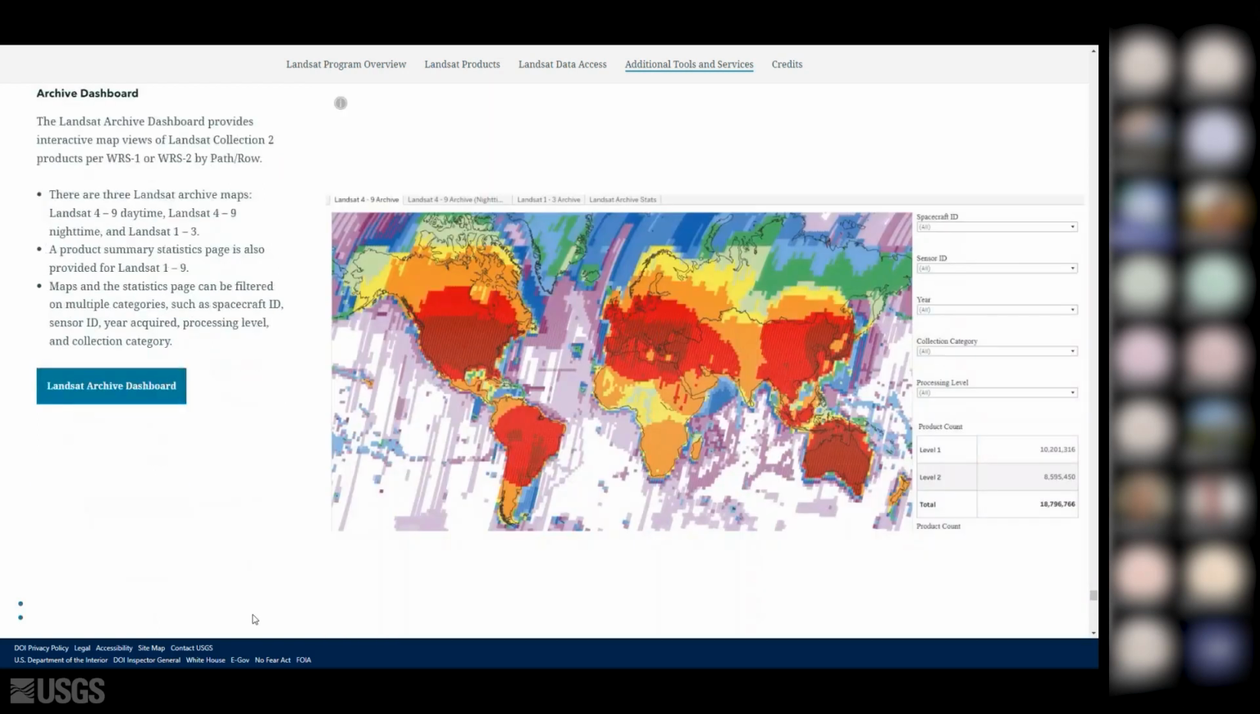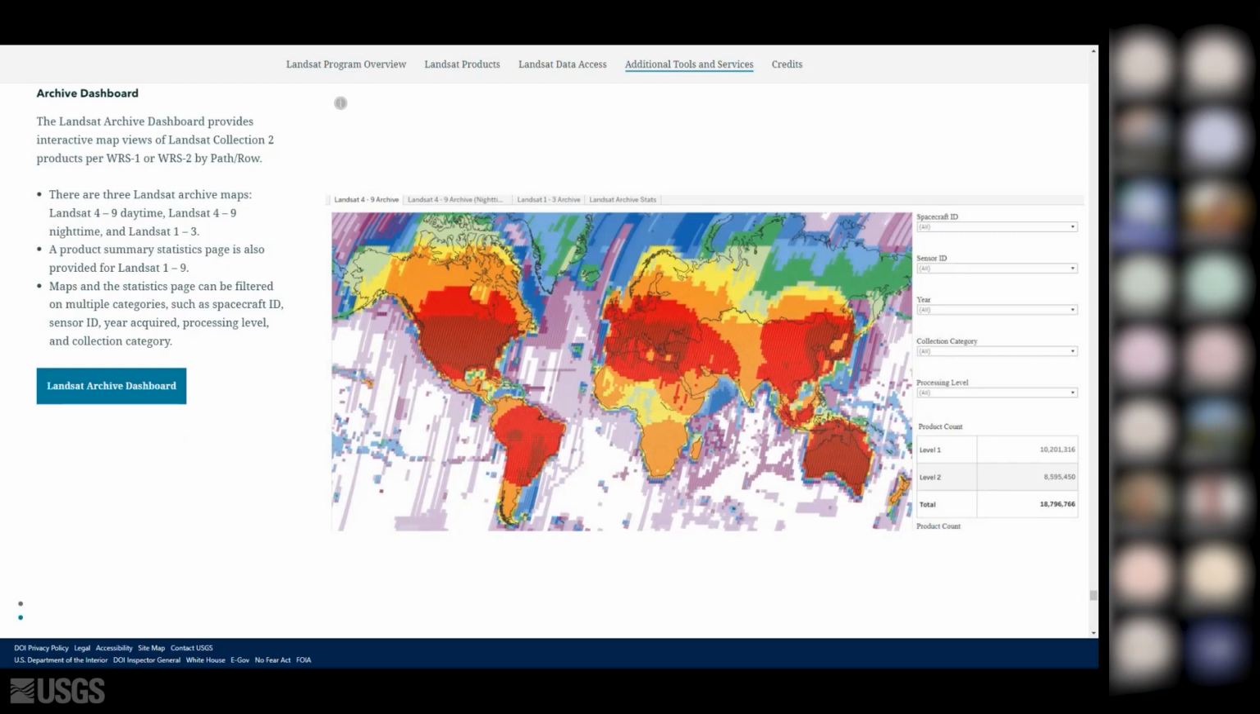And then lastly, for data discovery, the Landsat archive dashboard on our website provides an interactive map view of what is in the USGS Landsat archive. So in a heat map-like format, you can see how many Landsat products there are for a given path row combination. You can see how many nighttime scenes there are on a separate map tab, and you can check out some stats on things like cumulative scenes within the archive.